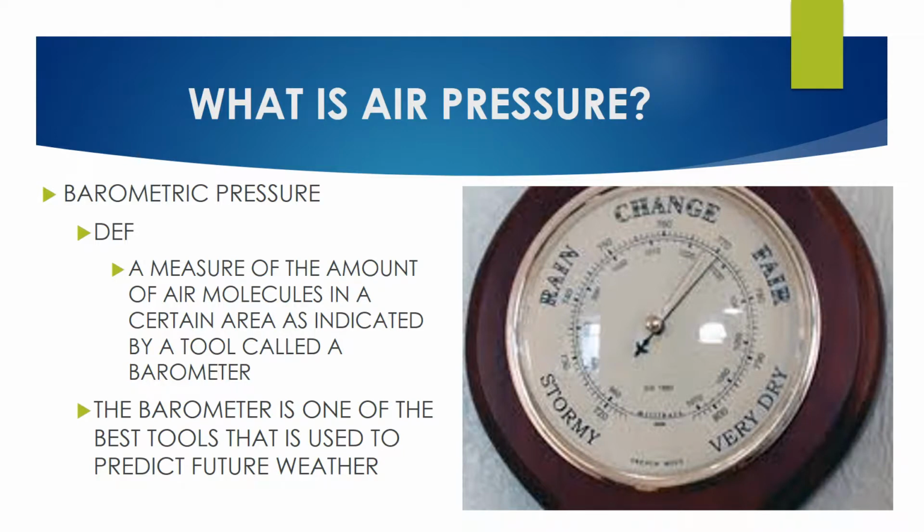One of your key terms in the glossary is barometric pressure, which is pretty much the same thing as air pressure. So I wanted to give you a definition, but I also want to talk about the tool that meteorologists use to measure air pressure. They use what's called a barometer. A barometer is a device that measures the amount of air molecules in a certain location.